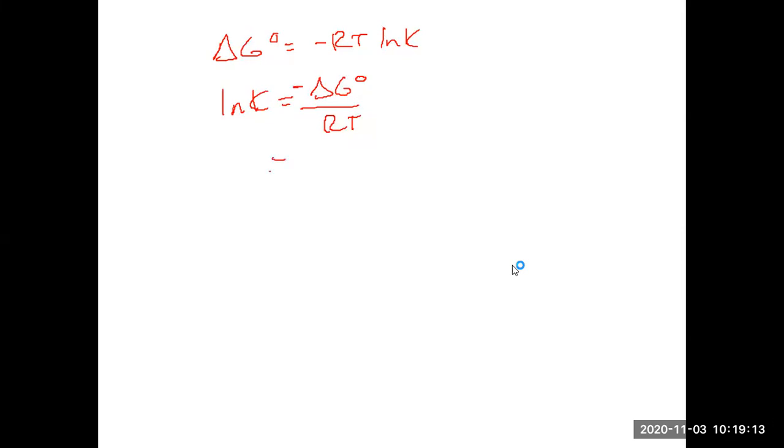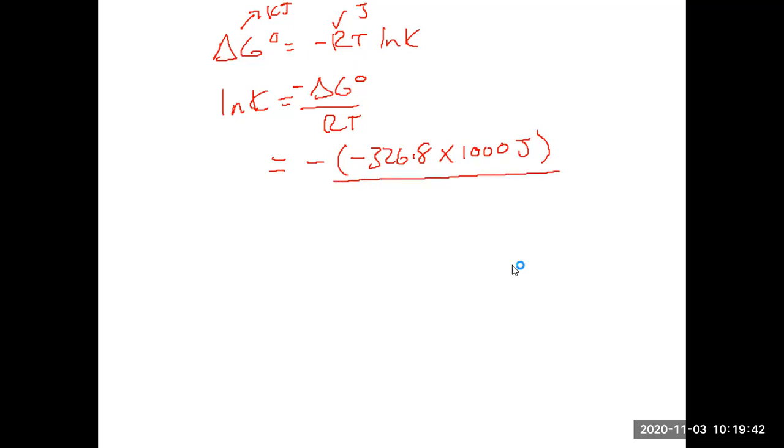So putting in our numbers, that's going to give me a negative 326.8. I am going to multiply it by 1,000, and that's going to convert it into joules. Again, we have R, which is in joules, and we have delta G here, which is in kilojoules. So you've got to do some type of conversion, whichever way you want to go. I'm going to do it in joules. Then divide that by our R, which is 8.314 joules per Kelvin mole. That's exactly why we had to do that conversion. And we have 298 Kelvin here.